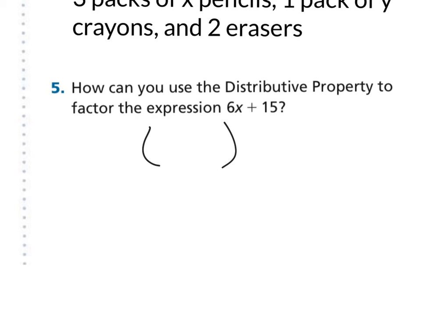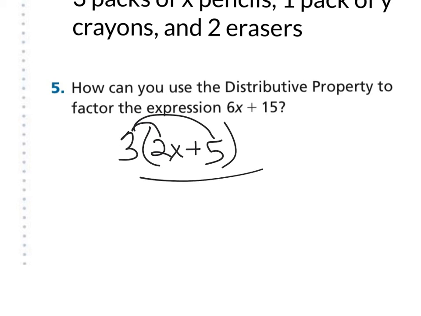The next biggest factor of 6 would be 3. 15 divided by 3 would come out evenly, so 3 would be our greatest common factor that we could factor out. When you factor that out, 3 times what to get 6x would be 2x. 3 times 2 is 6, and then the x part comes along. And then 3 times what to get 15 would be 5. So this would be our factored expression for that problem.